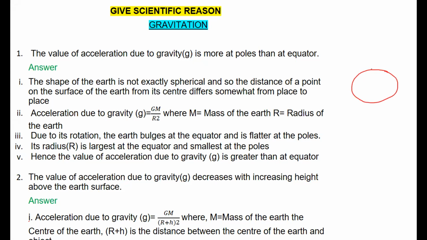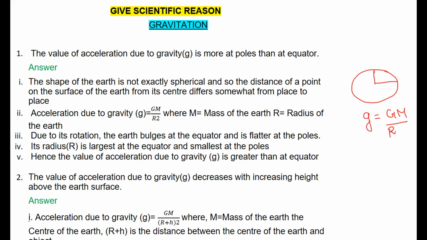So, the value of radius is large at the equator and less at the poles. And we know that the value of g is GM upon r square, where capital G is the universal gravitational constant, M is the mass of the earth, and r is the radius of the earth. Okay, this radius is in the denominator.